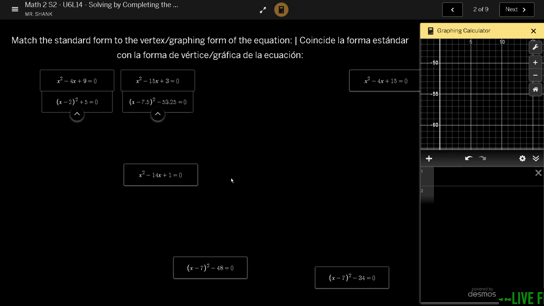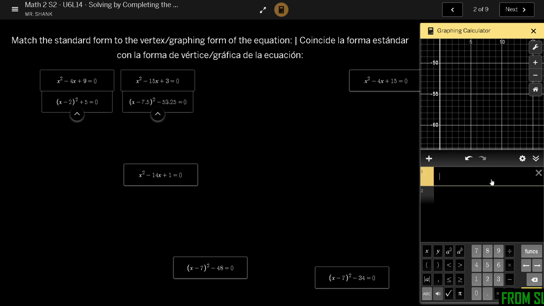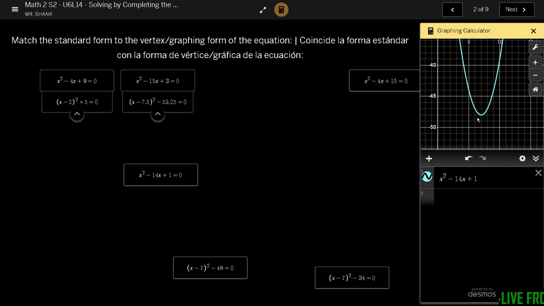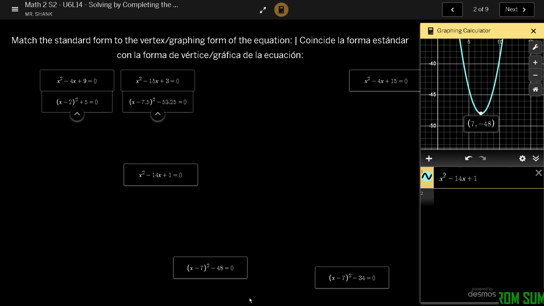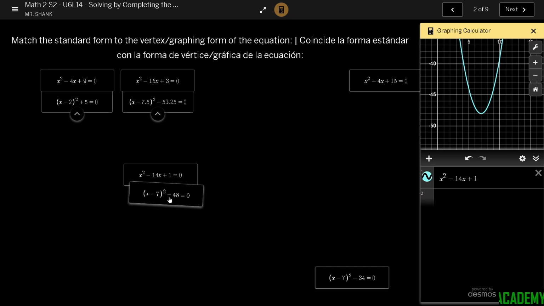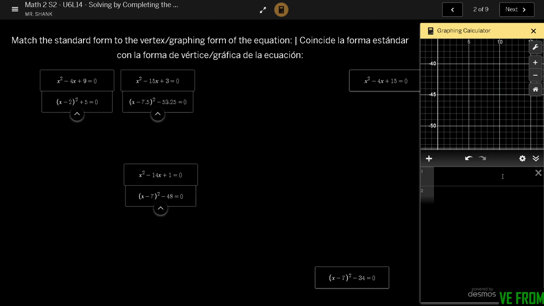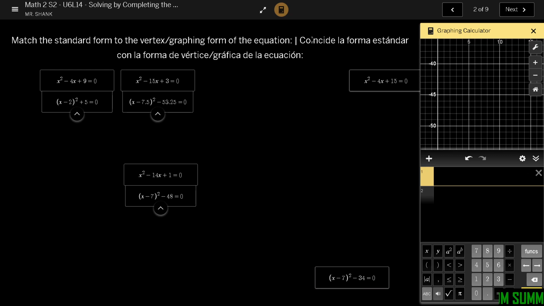So let's say we have x squared minus 14x plus 1. So our vertex is here at 7 and negative 48. So we're going to say that those two go together. And then I guess these two are supposed to go together, but obviously that was not quite what we had.